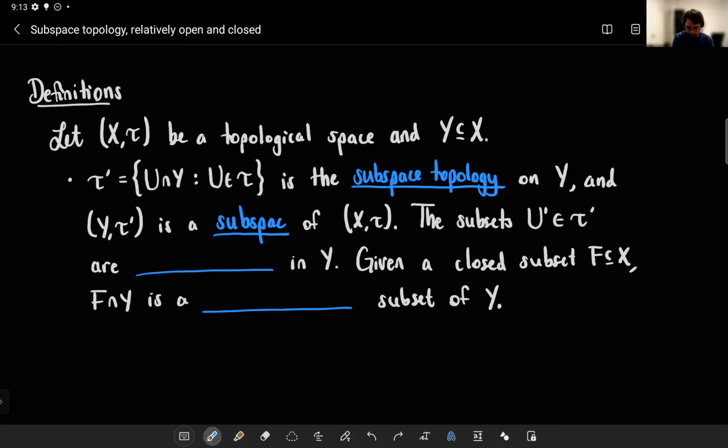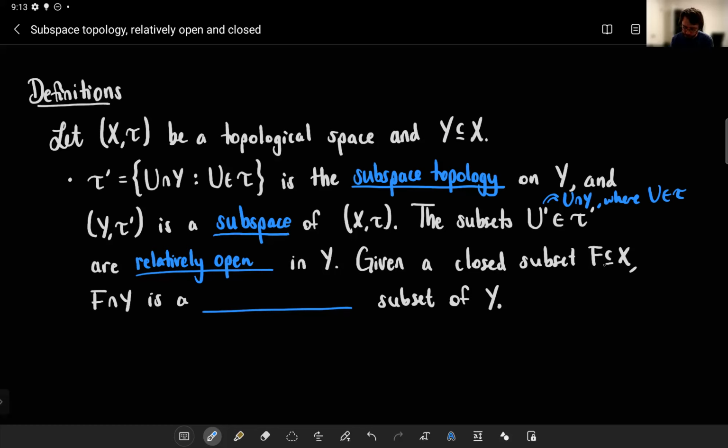First, let's note some other definitions. The subsets in tau prime, I'll call them U prime. But keep in mind U prime are just the things I'm calling U intersect Y, where U is in tau. So U is some open set in X, U prime is that open set intersected with our subspace. Those subsets are called relatively open in Y, relatively because they're open relative to your subspace.